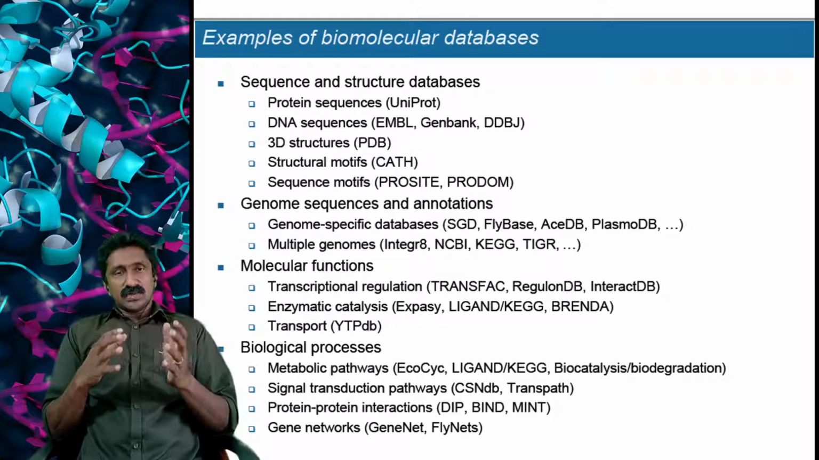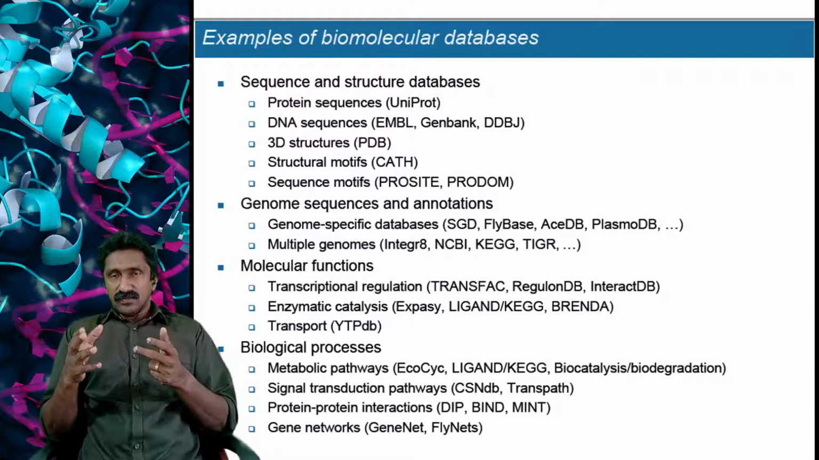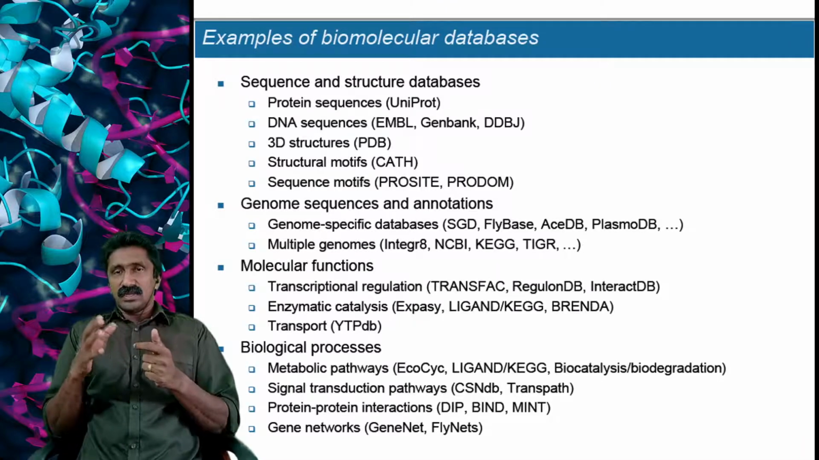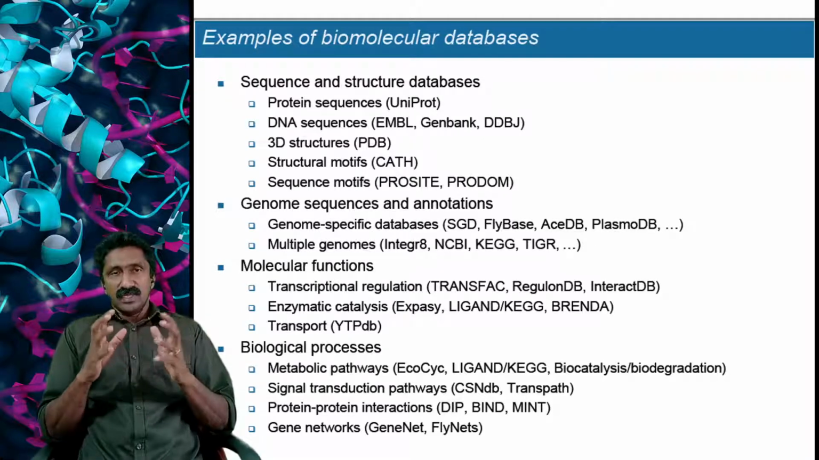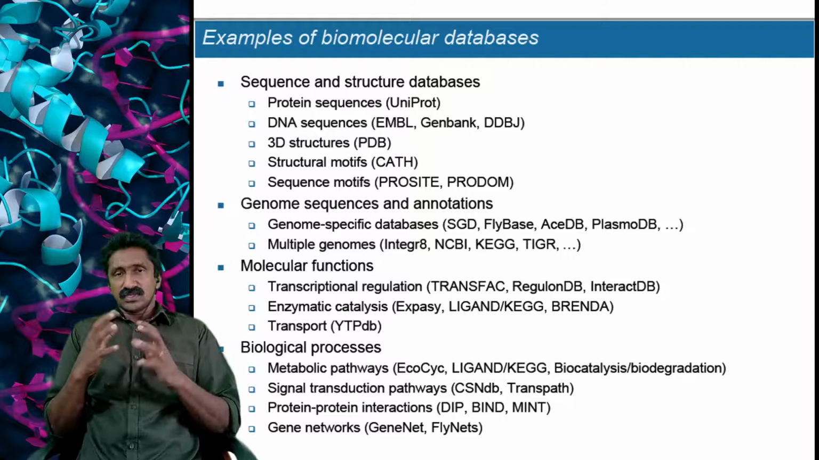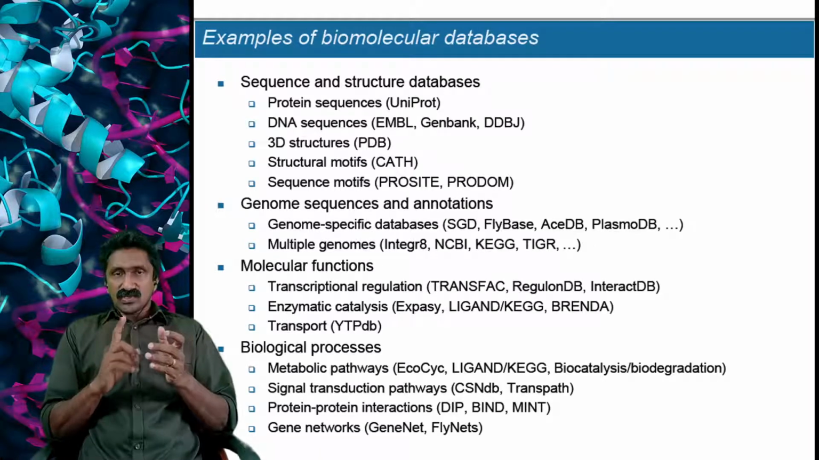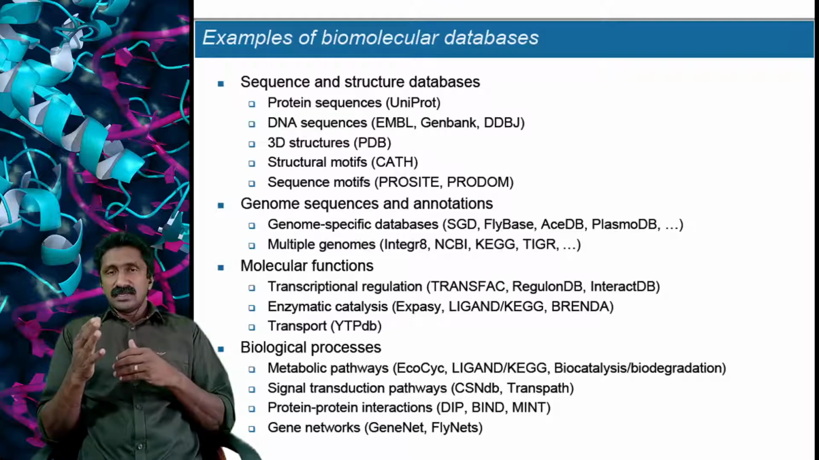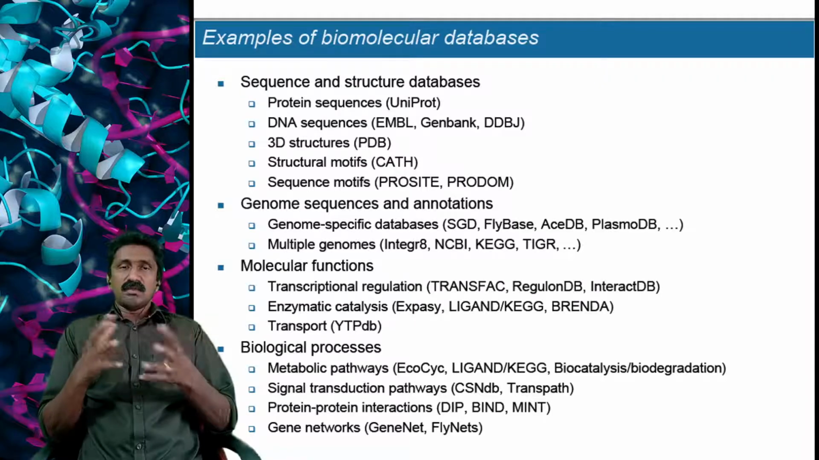And then for DNA sequences, we have three primary databases. That is the European Molecular Biology Laboratory, that is EMBL, GenBank of the US, and DDBJ or DNA Data Bank of Japan. These are the three primary nucleotide databases for DNA sequences. For three-dimensional structures of proteins, where we have three-dimensional visualization files available, that is PDB or Protein Data Bank. Then structural motifs of proteins are stored in another database.